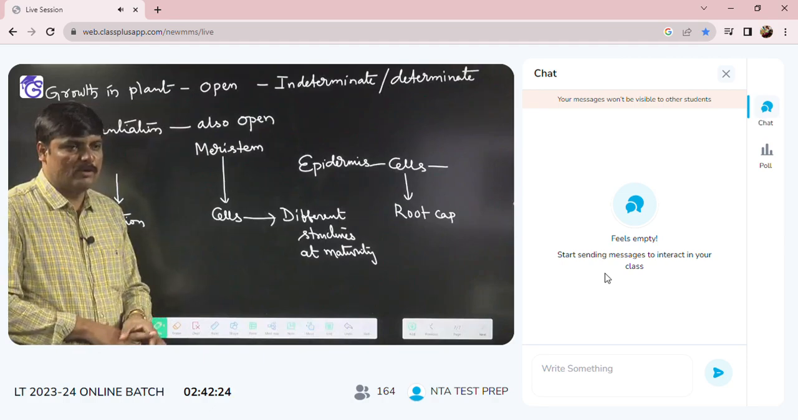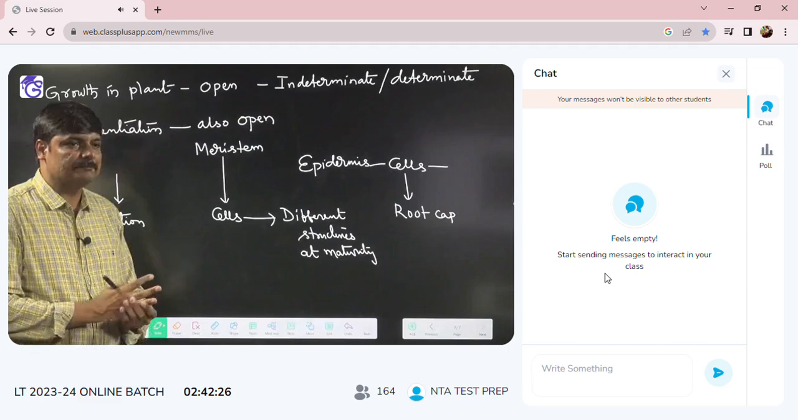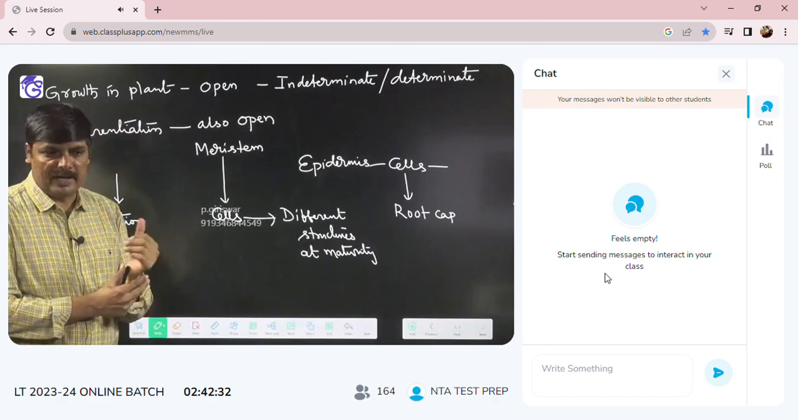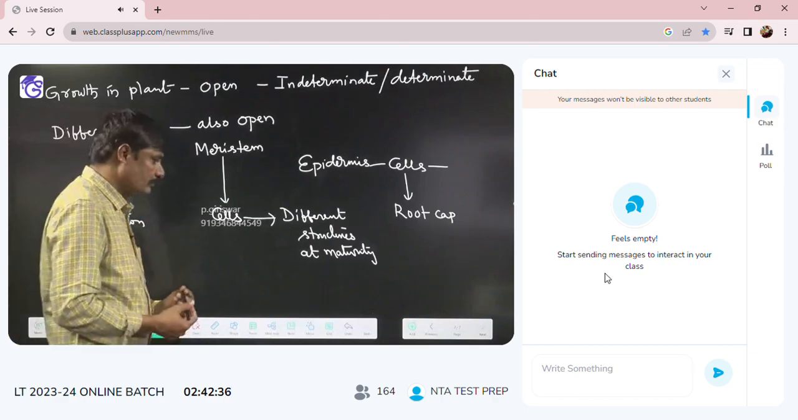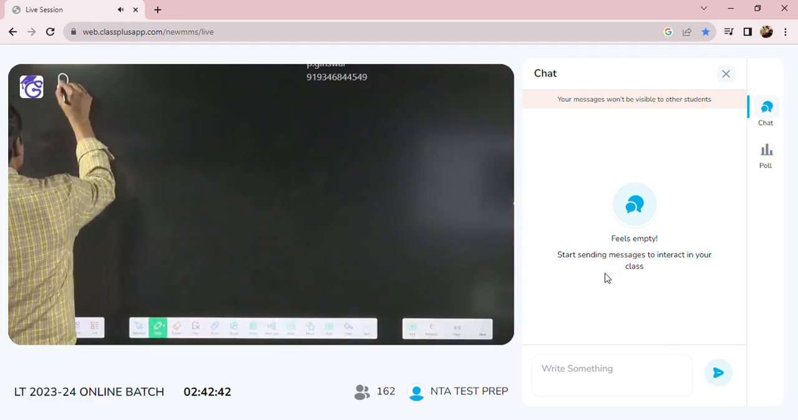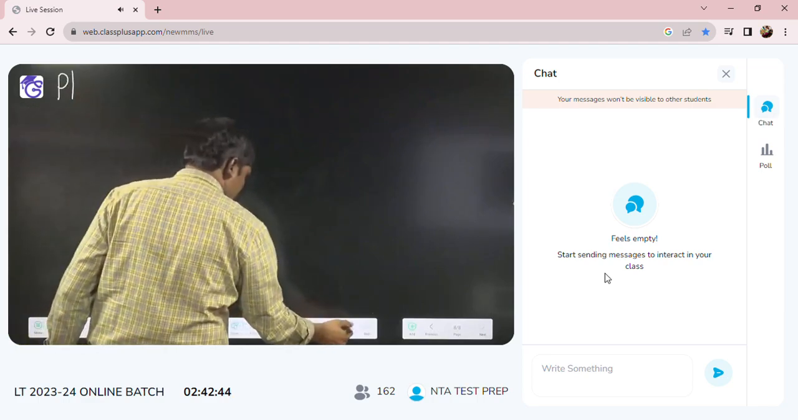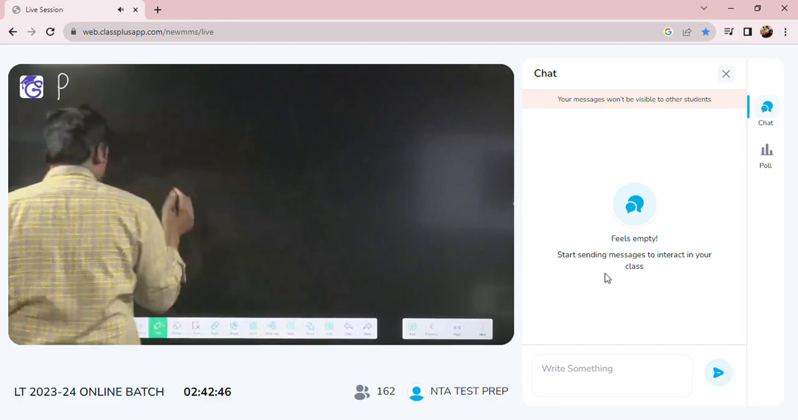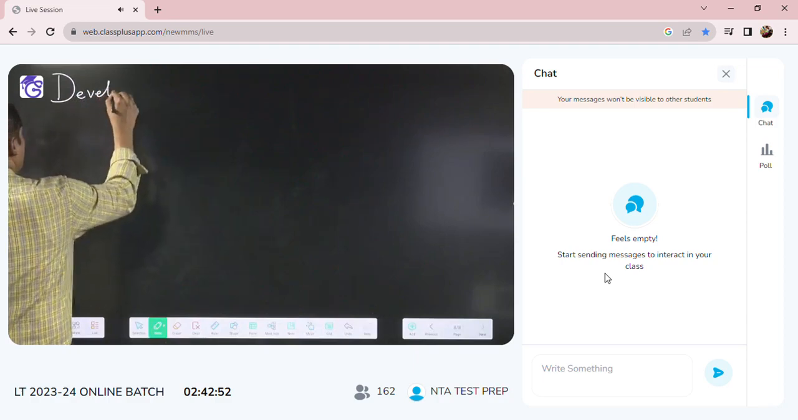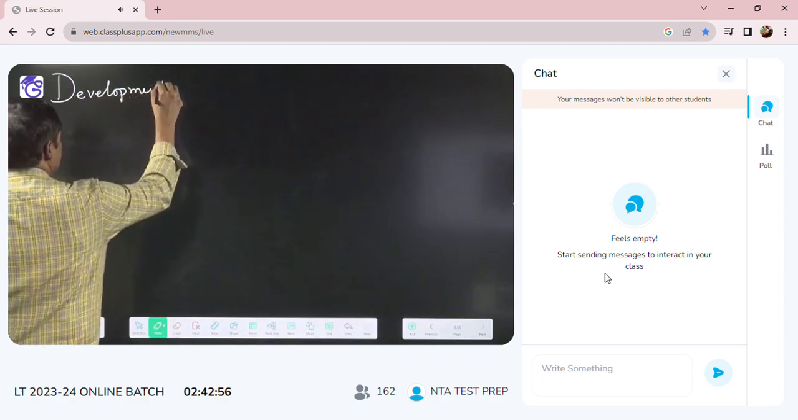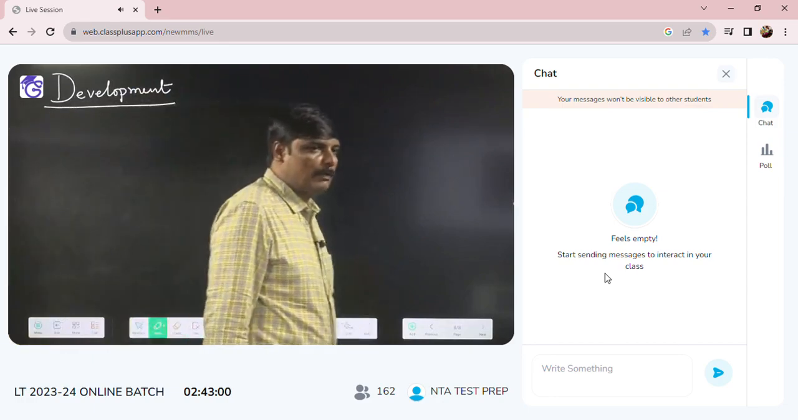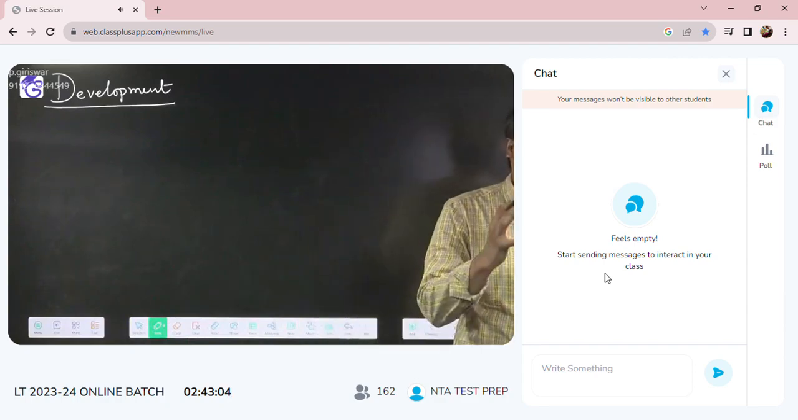Yes. Shall we go for the next one, that is plasticity? Plasticity, yes. So next one is plasticity. What is meant by plasticity? And before that, one point is also there, that is development process. After that, I will tell you plasticity. Development in plants. Process of development in plants. What is meant by development?